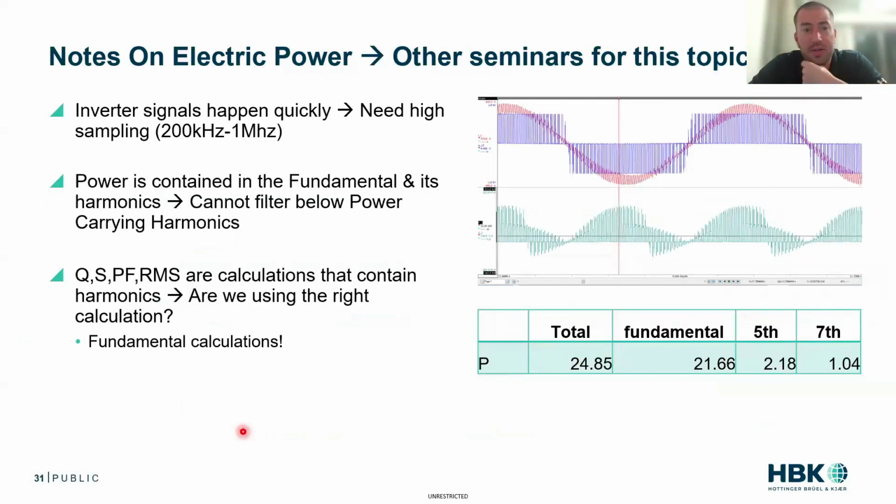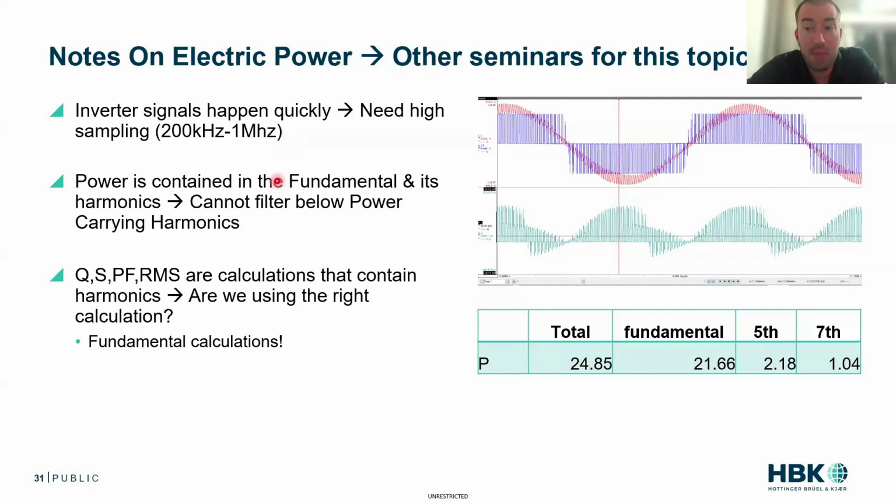Just a couple notes on electric power. Inverter signals happen quickly. You need a high sampling rate, 200 kilohertz to a megahertz, to get good power information. This isn't going to be switch analysis, but this is going to get you the power, because you want to have that inverter happening. Don't attenuate out your inverter.